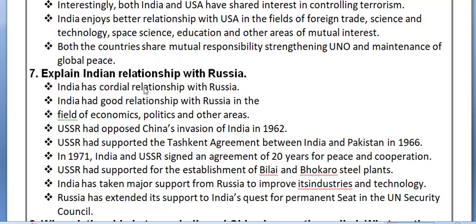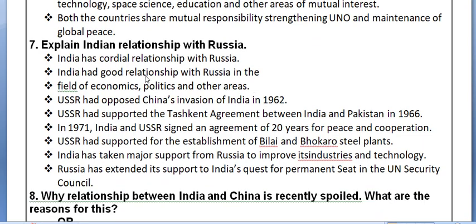Explain India's relationship with Russia. India has a cordial relationship with Russia. India had a good relationship with Russia in the field of economics, politics and other areas. USSR had opposed China's invasion of India in 1962. USSR had supported the Tashkent Agreement between India and Pakistan in 1966.